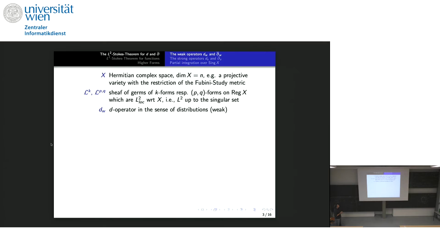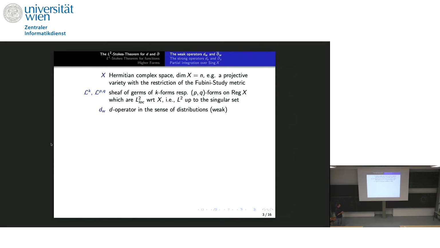But actually we do not really care, because we make analysis on the regular part of a variety, and we don't care if there is an additional structure which is unreduced. It doesn't really matter for us. But when I'm talking about holomorphic functions, then I should assume that it's reduced. Usually when people talk about Hermitian complex spaces with a Hermitian metric on it, it's usually assumed to be reduced.